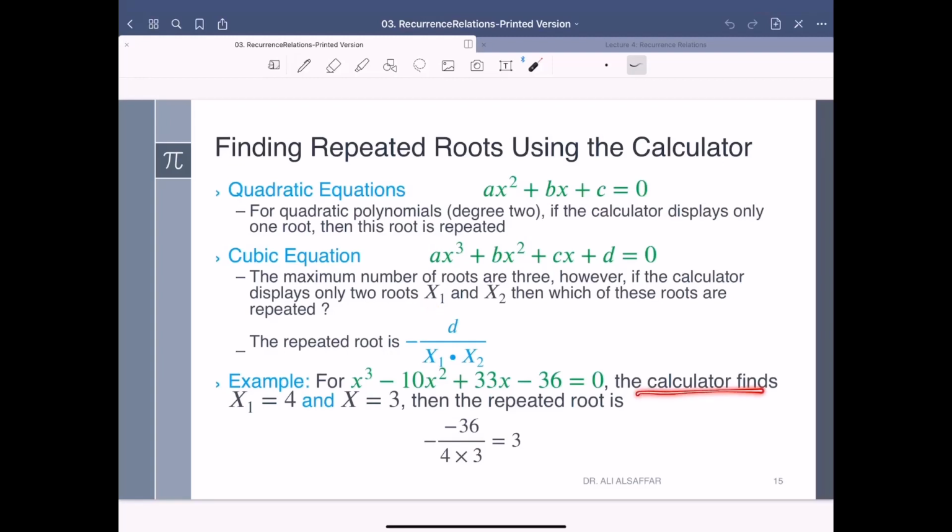After you use the calculator for this polynomial, x1 is displayed on screen as 4 and x2 is equal to 3. So x1 and x2, 4 and 3. Now how to find which of those is repeated? The value of d is -36. So apply this equation: -36 over 12, and the answer is 3, so the repeated root is 3. So if you want to use the calculator, this is how to determine if there is a repeated root or not.